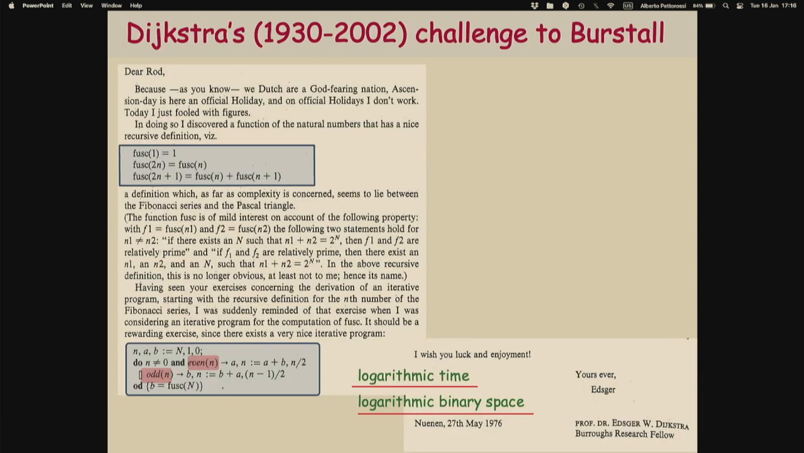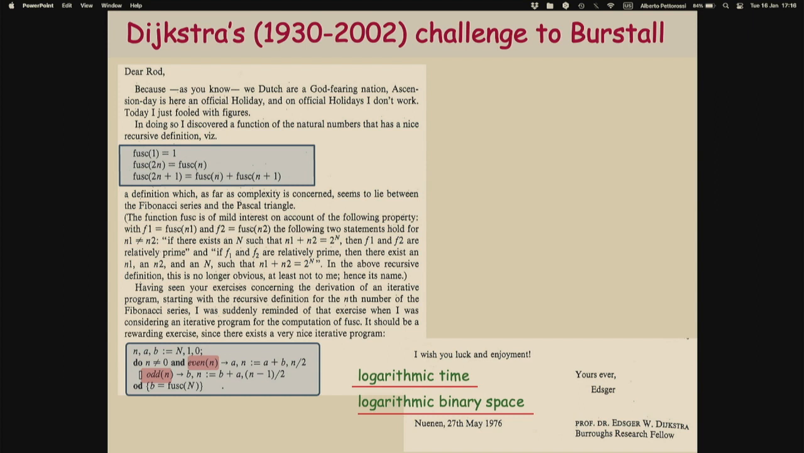And so this is the paper written by Dijkstra, who also died. The date of this is 1976. He wrote a letter to Rod Barstow, and said, I tried this function, so you are very good in the Fibonacci, try this function. In the proceedings, the paper, I did actually this derivation, and so that can be done.